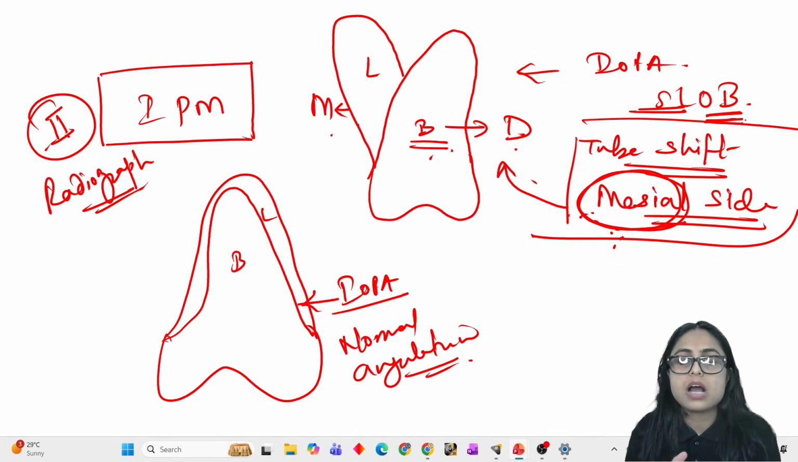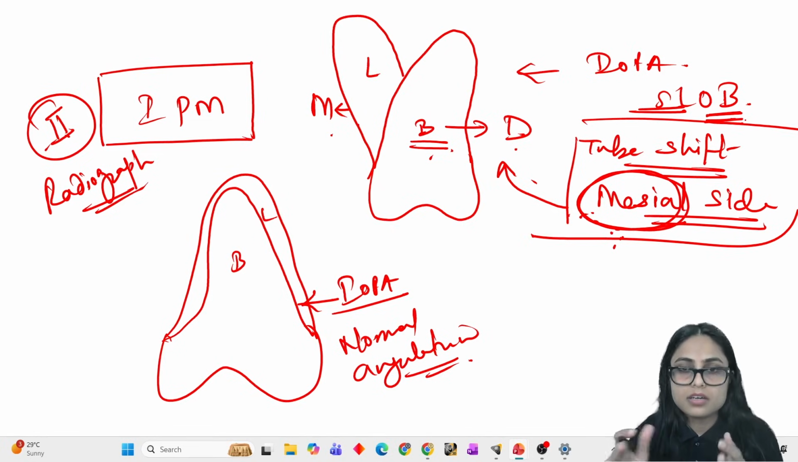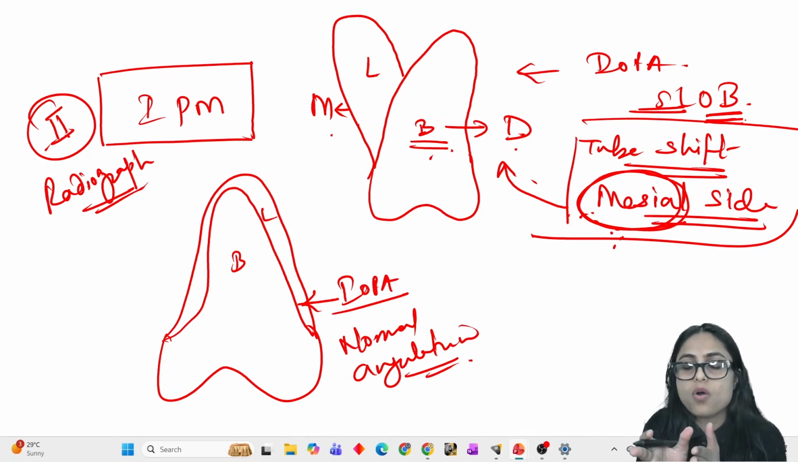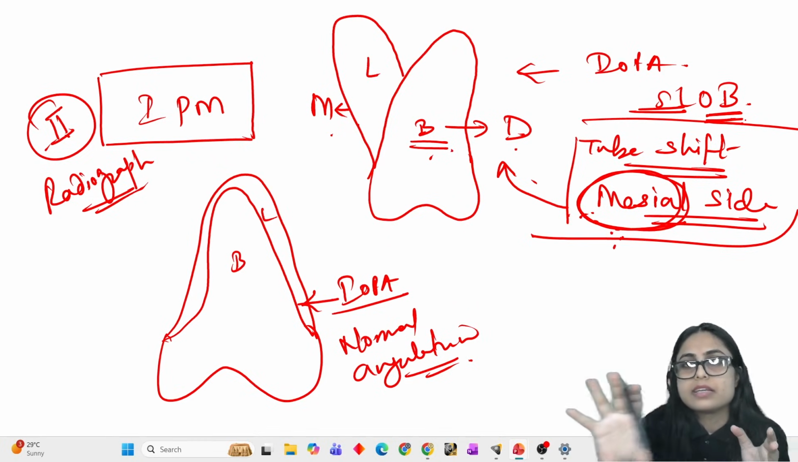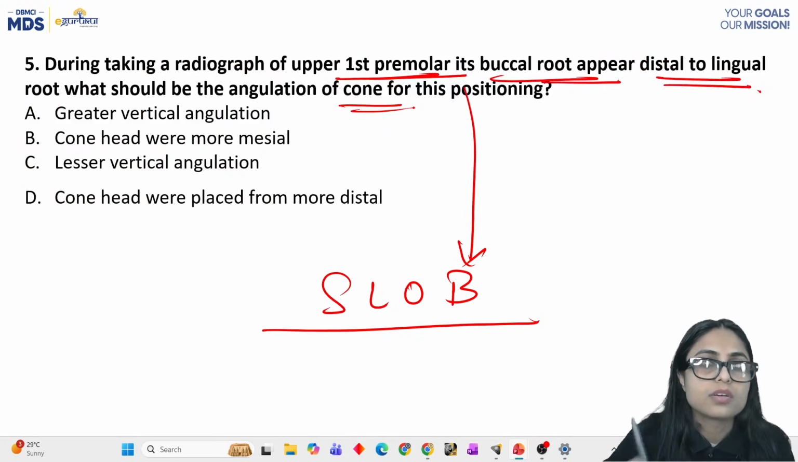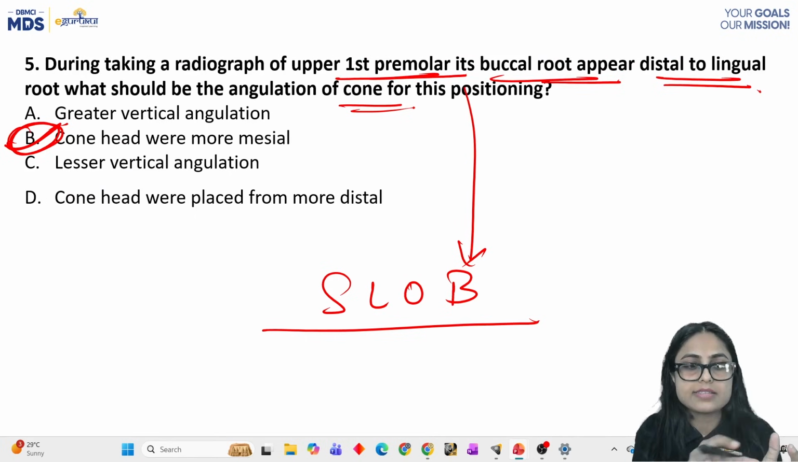Not only roots, we follow this SLOB rule for foreign objects, and if you are suspecting an impacted tooth or supernumerary tooth. So this rule we have to apply, and here the tube shift should be on the mesial side. That time you will see the buccal root moving distally. So what should be your answer? Cone head more mesial. Option B is the correct answer. Draw the whole scenario, whatever they have given.